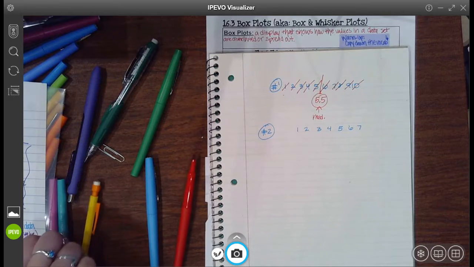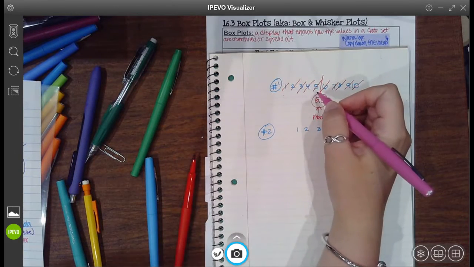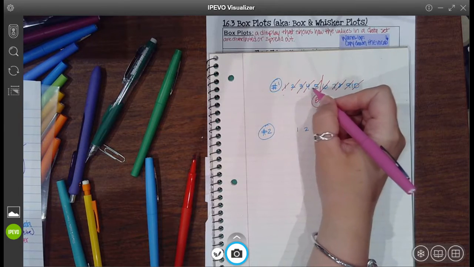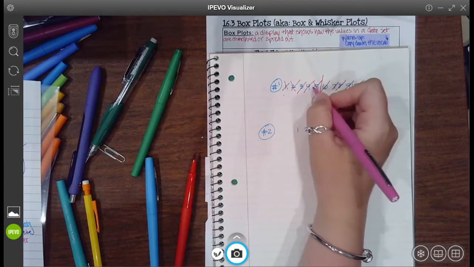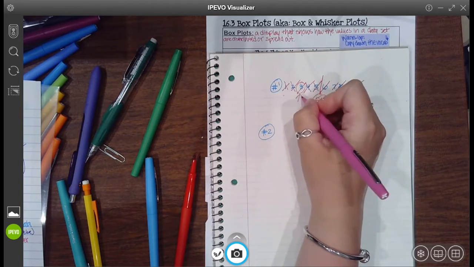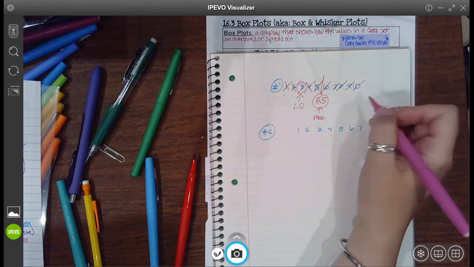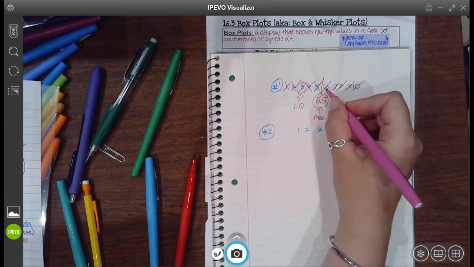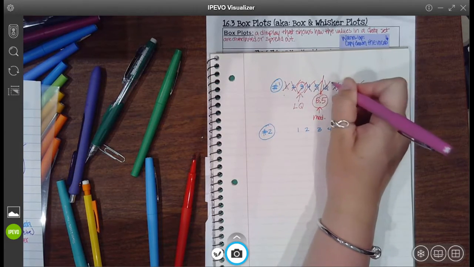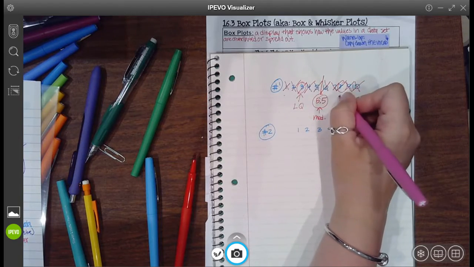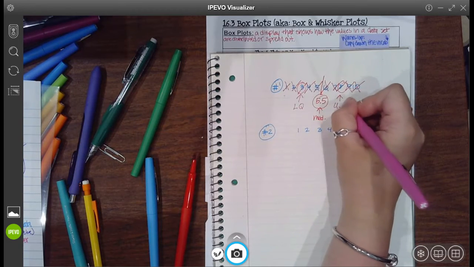Now I want to find the median of the lower half. The 5 is part of the lower half. So first, last, first, last. There you go. That is the median of the lower half, called the lower quartile. Now I want to find the median of the upper half. The 6 is not the median, it's part of the upper half. So first, last, first, last. There you go. The 8 is the median of the upper half, known as the upper quartile.